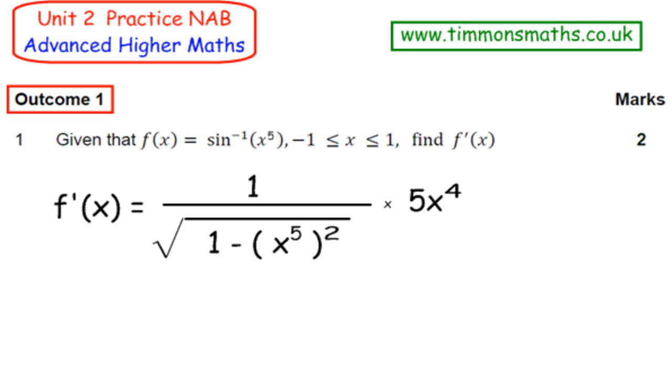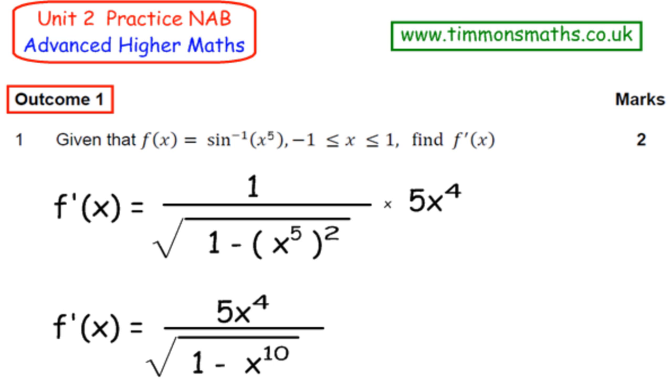We could then multiply this by the 1 on the numerator and have a numerator of 5x to the power of 4. Then on the bottom, the x to the 5 all squared is x to the 10. So this will be the square root of 1 minus x to the power of 10.